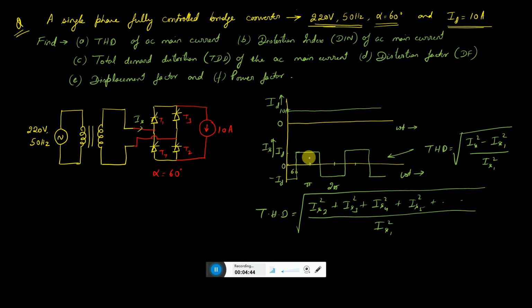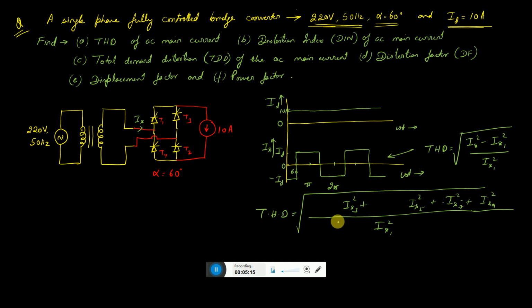And since it is a square wave, it doesn't have the even harmonics, so these even harmonic terms I will just erase. So only the terms like Is3 square, Is5 square, and similarly Is7 square, Is9 square, all those harmonics. In other words, THD is the addition of all the harmonics squared divided by the fundamental current squared. That is, you are comparing with the fundamental current.